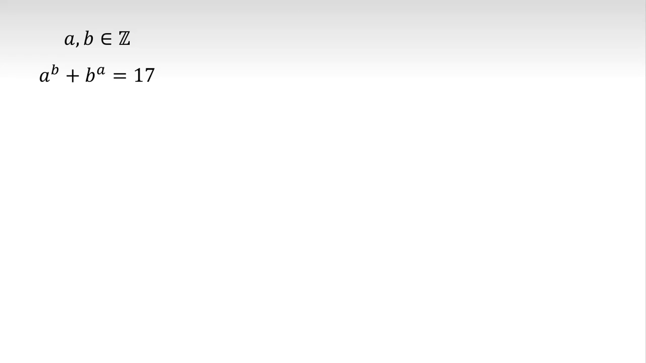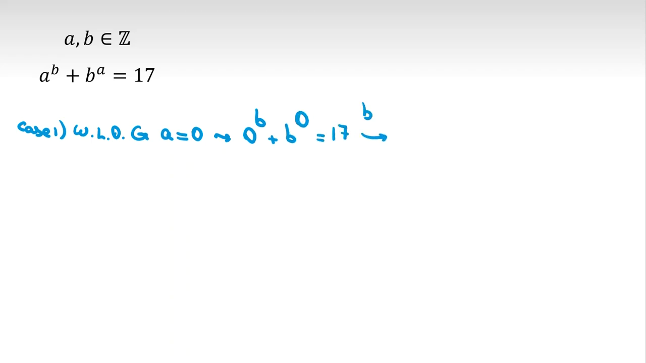So, let's consider the first case, that one of them is 0. Without loss of generality, suppose A is 0, because the problem is symmetric with respect to A and B. If A is 0, then I can say 0 to the power of B plus B to the power of 0 is 17. We know B shouldn't be 0 because then it is undefined. So it will be 0 plus B to the 0, which is 1, equal to 17. Impossible.